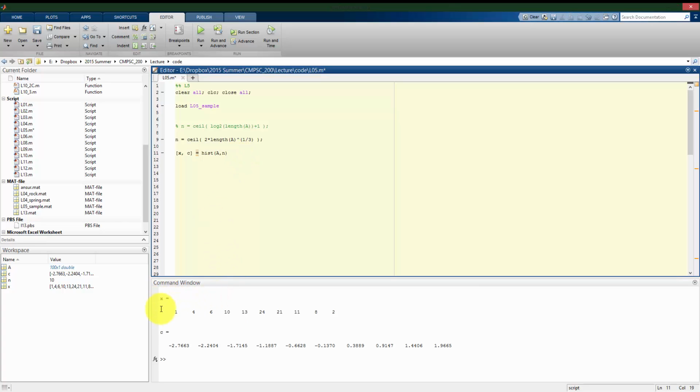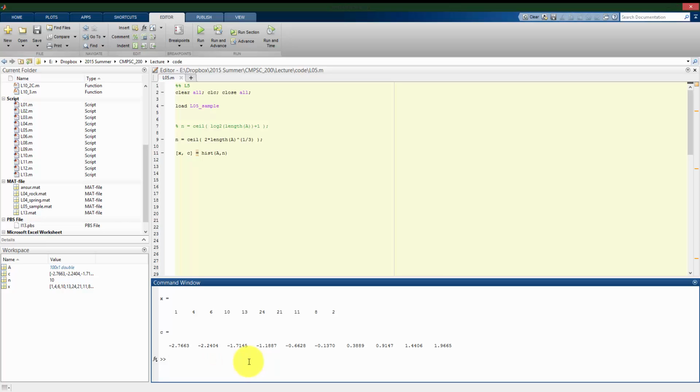So what it does in this x vector is it gives me the frequency that something was in the first bin, the second bin, the third bin, etc. And it gives me this vector c. And if I look at c, this actually gives me the center values of the bins. So it's not quite as good as seeing what the edges are, but this tells me that I have a bin centered at negative 2.76, a bin centered at negative 2.24, etc.